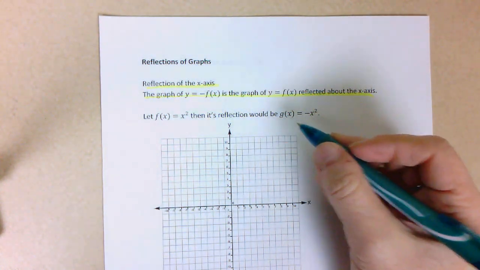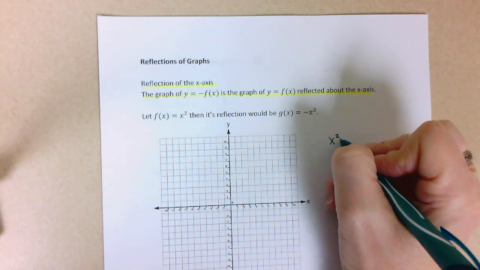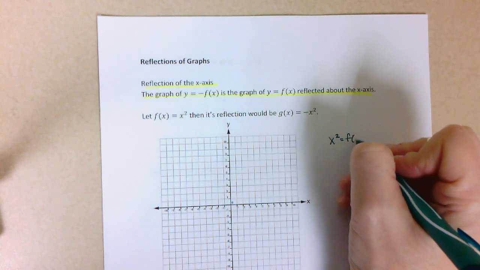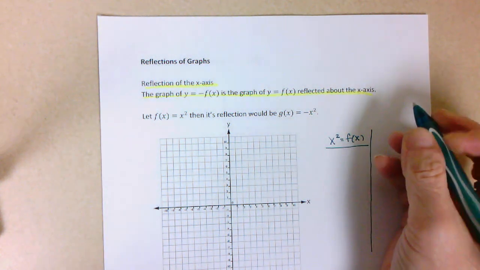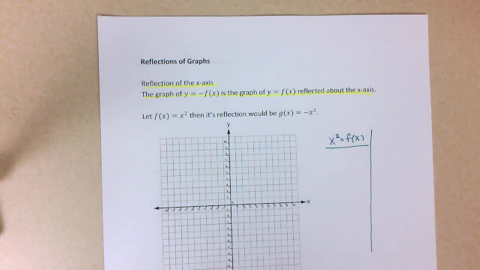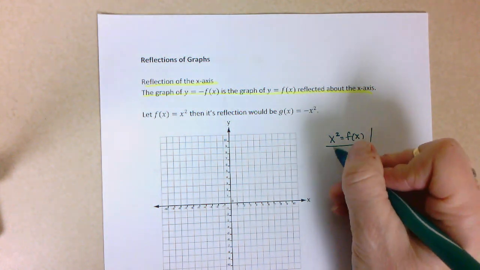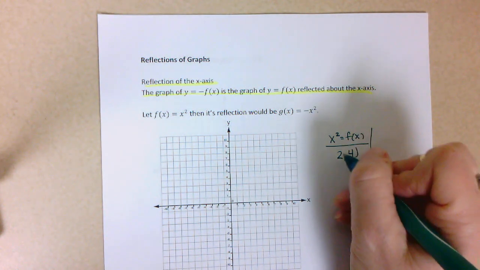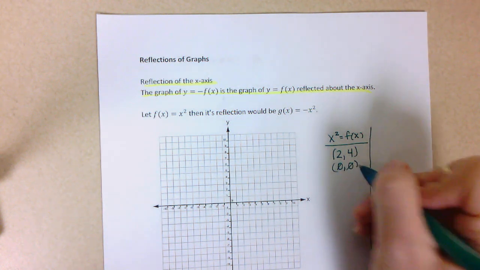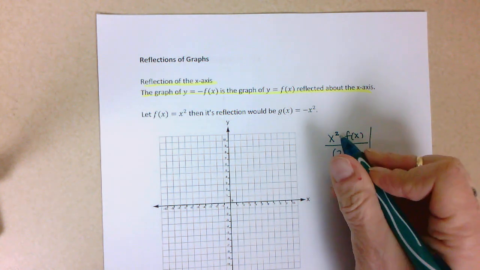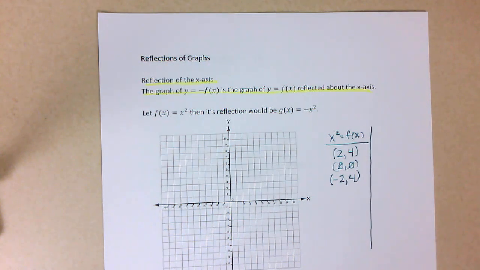So we have f of x equals x squared. I'm not going to do the work, I'm just going to put in the ordered pairs. I know you guys are good enough to do that now. So if we square 2, we're going to get 4. I'm going to put in 0, get 0. And if we square negative 2, that is going to give us a positive 4, right? So let's graph that.